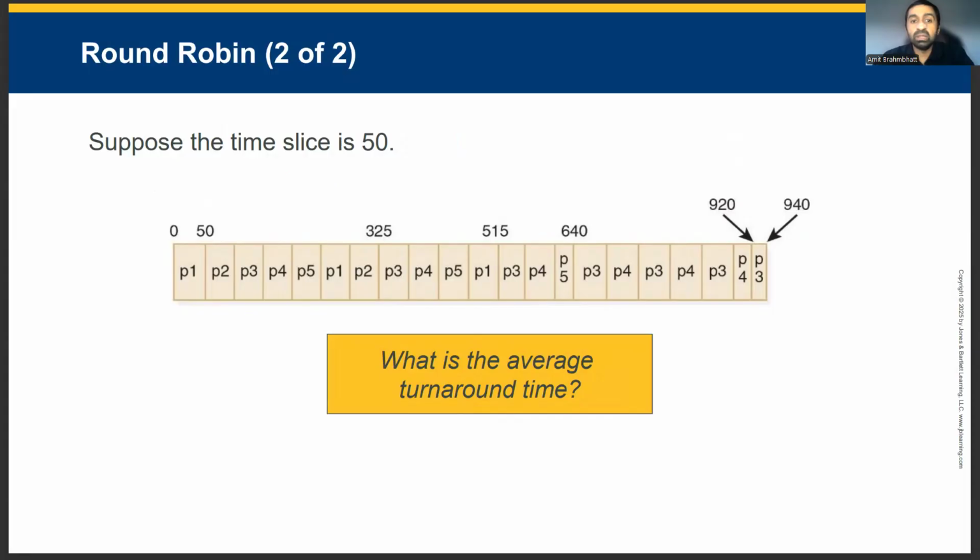Here the slide presents a round robin example with a time slice of 50. To compute average turnaround time, simulate the time slices in order, tracking when each process completes. Round robin may produce longer total turnaround times compared to SJN, but it ensures consistent interaction and fairness for users, critical in interactive systems.